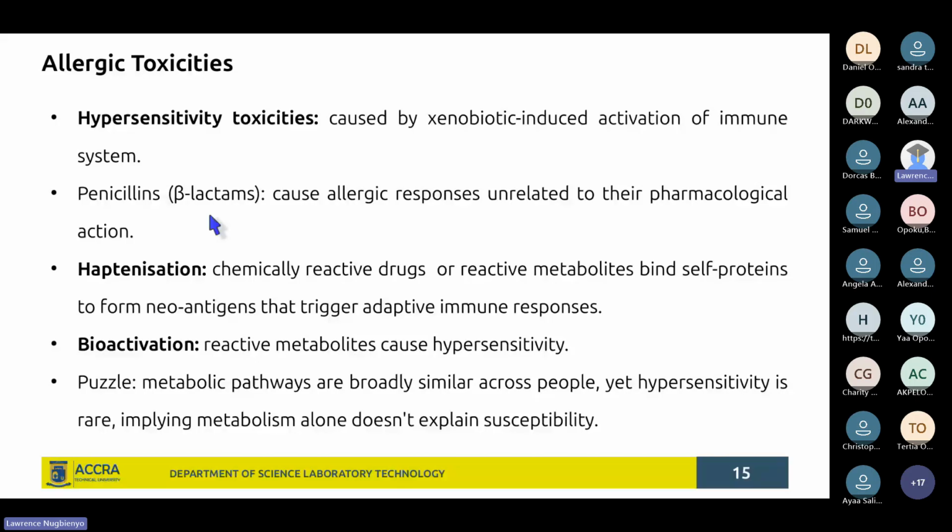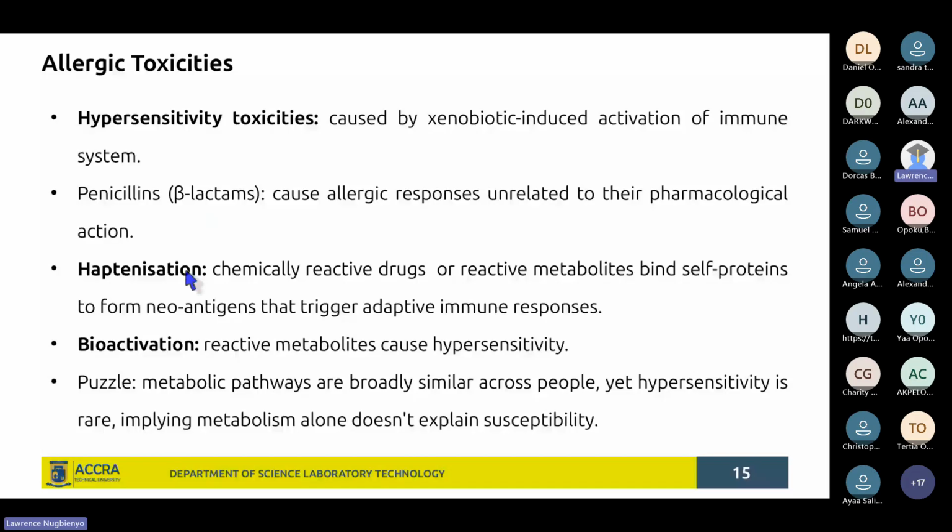And those responses are unrelated to the pharmacological action of the drug itself. And what is the reason? What is the cause of such hypersensitivity that these substances are inducing? It's something which is still being studied, and there are two different proposals to this, but each of them is still not so clear for all the substances. For instance, one of the proposed mechanisms of this hypersensitivity toxicity is what is being referred to as haptenization.